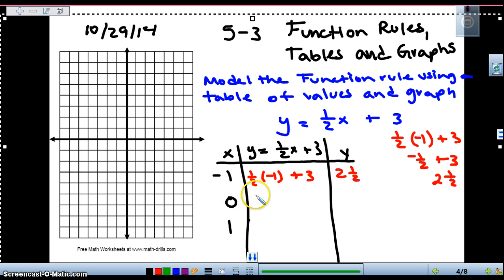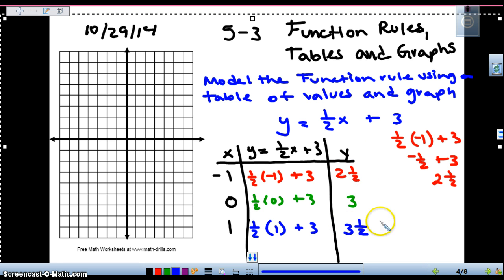For 0, if we substitute x with 0, either way is okay, decimal or fraction. 1/2 times 0 is 0 plus 3 is 3. Now we're going to substitute 1. 1/2 times 1 plus 3 is 3.5.